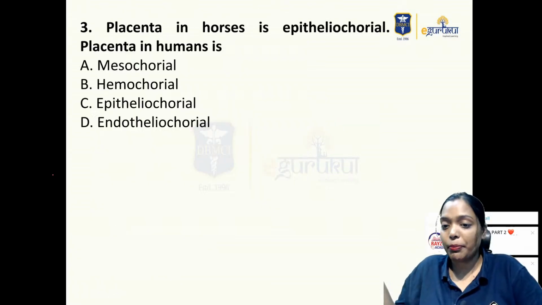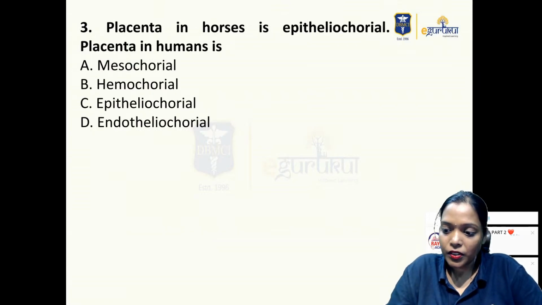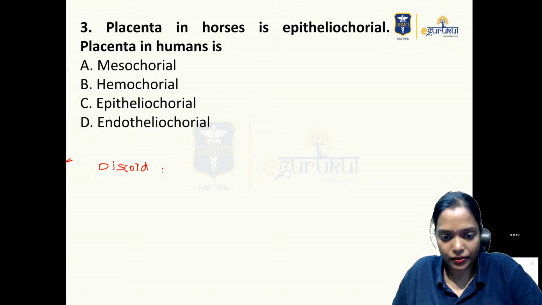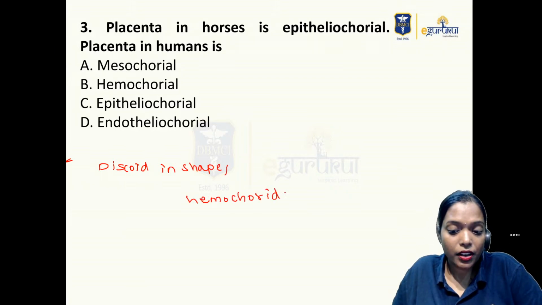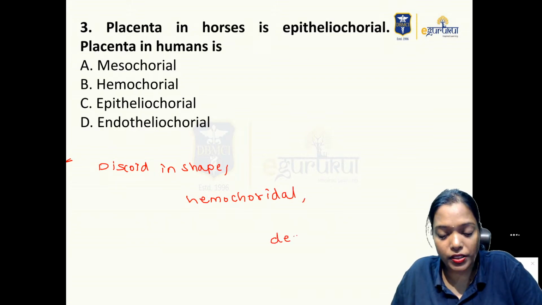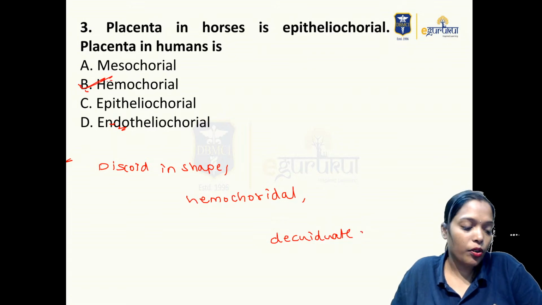Placenta in horses is epitheliochorial. Placenta in humans is... we all know that placenta is described by three words. Human placenta is discoid in shape. It is hemochorial, that is, the blood is present from both mother as well as the baby, and it sheds off post delivery, so it is deciduate. So it is hemochorial, right?